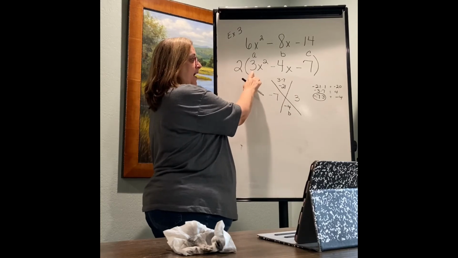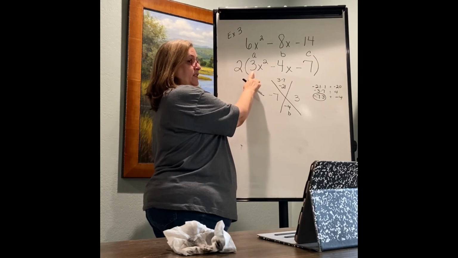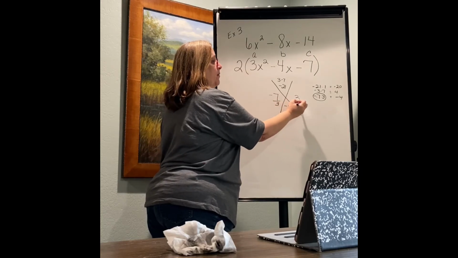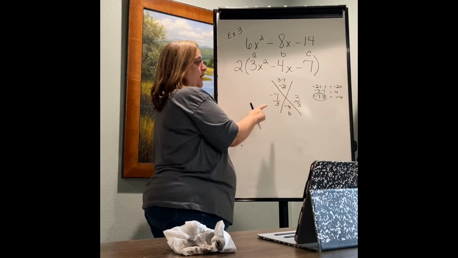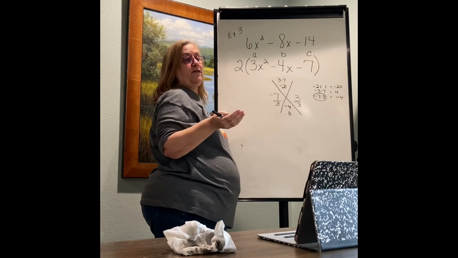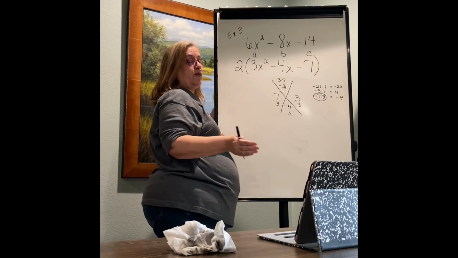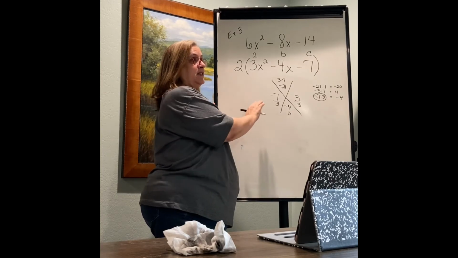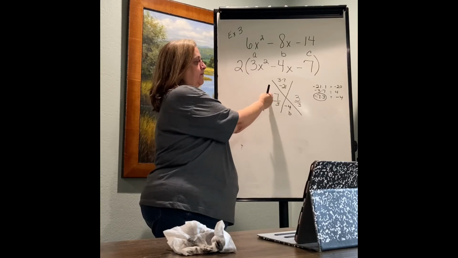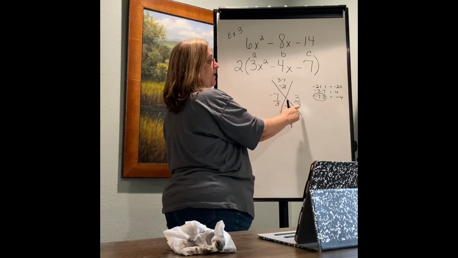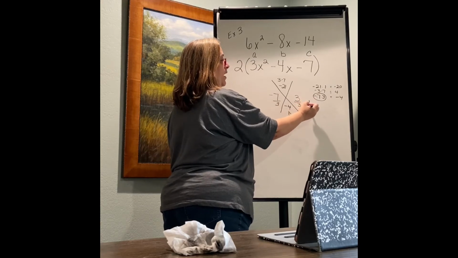Now my A value is 3. So I have to divide both of these factors by 3. So negative 7 divided by 3, well, that doesn't divide evenly. It's going to give me a decimal. So I'm just going to leave it as negative 7 over 3 because that is its lowest form. I can't simplify it any further. But 3 divided by 3 is 1.